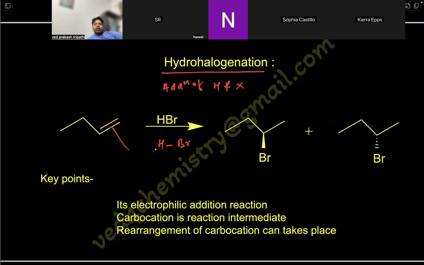So the alkene attacks this H. This bond is going to break. So now you can draw the carbocation. This one, the very first carbocation, is this. And here we have two possible carbocations, A and B. Let me know which one is more stable, A or B.